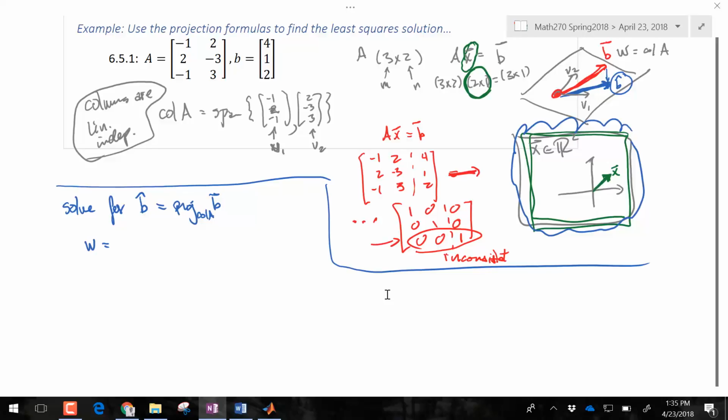So W is, in this case, the column space of A. W is a subspace of some n-dimensional space. In this case, W is the column space of A, which again happens to be a two-dimensional plane in R3. We're solving for B hat, and then we're going to backtrack and solve for X hat.